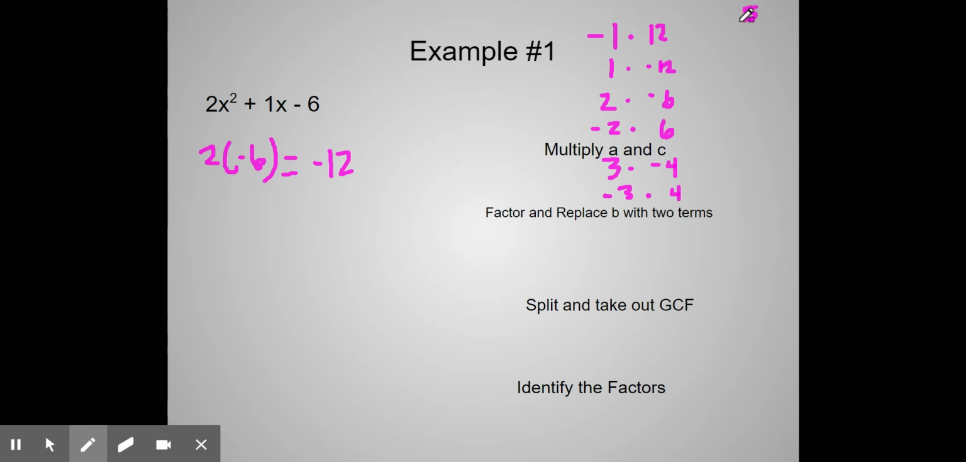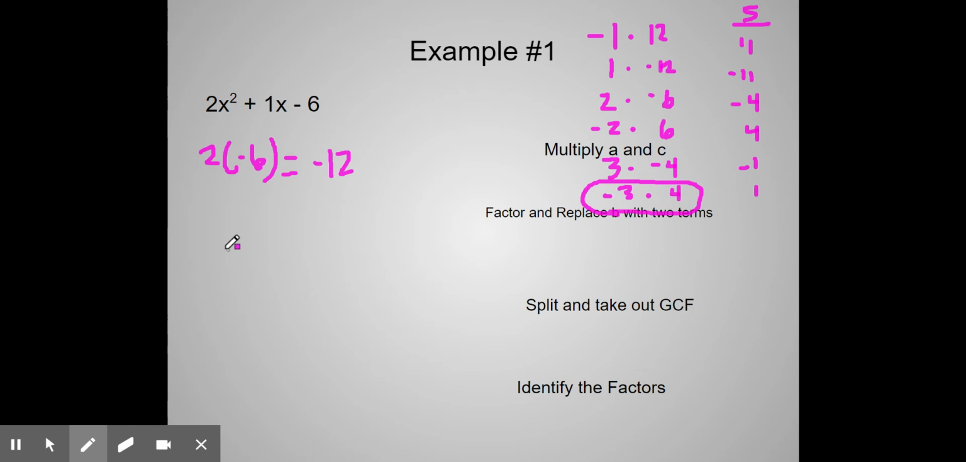And then I put an S up here, so we know that we're going to get the sum of these as well. I know it says multiplication, but that was to get the product. Negative 1 plus 12 is 11. 1 plus negative 12 is negative 11. 2 plus negative 6 is negative 4. Negative 2 plus 6 is positive 4. Negative 3 plus 4 is 1. We need it to equal 1, so these are our factors here.